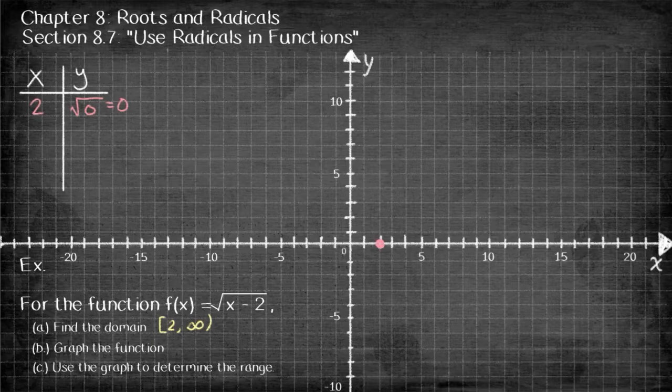And let's see, what to pick next? Well, I want to pick points so that when I subtract 2, I end up with a perfect square. 3, for example, would be a good one, because when I take 3 minus 2, I get 1, which is a perfect square. So let's graph that, 3 comma 1. Let's see, what else? I can do 6.